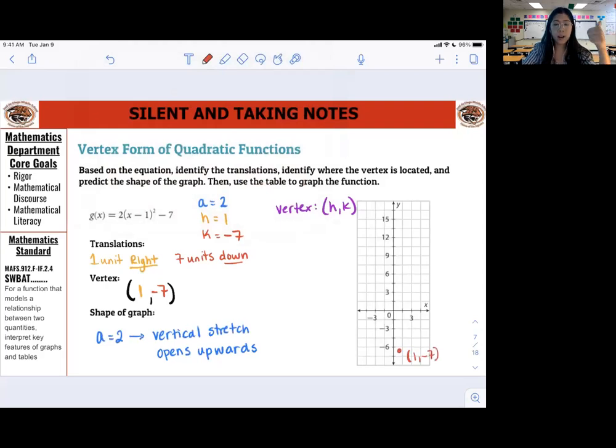And it's opening upwards, and it's going to be skinny. So when I sketch it, I know it's going to be maybe something like this. Now, I don't know for sure yet, but I have an idea of what it's going to look like.